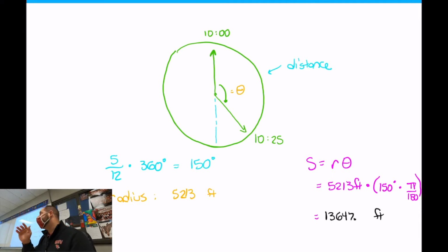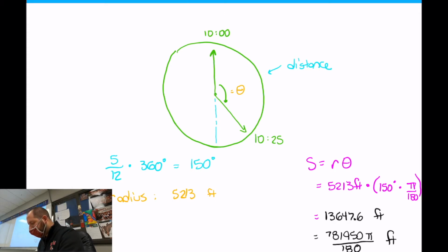So now, the decimal that you're going to get in terms of feet that we covered was 13,647.6 feet, if I round it. That's the decimal approximation. If you want the exact answer, 5,213 times 150, this is the exact answer. I took the 5,213 times 150, and then just left the pi on the top and left the 180 on the bottom. Didn't actually divide them, didn't multiply the pi. This is the exact answer. This is the decimal of what it represents, if that makes any sense.